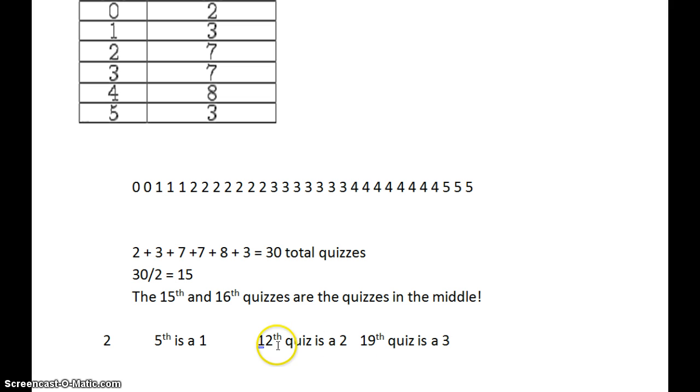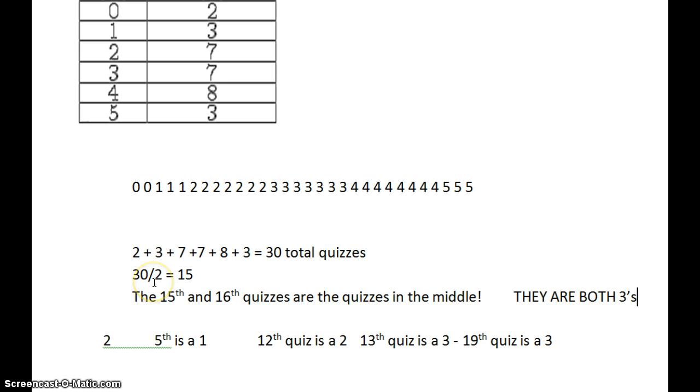Notice the 12th quiz was a 2, right? 2 plus 3 plus 7. The 12th quiz was a 2. The very next quiz is a 3. So the 13th quiz is a 3, and that's all the way up through the next 7 quizzes. So 13th all the way up to the 19th are 3s. So the 15th and 16th fall within that range. So the 15th and 16th are both 3s.